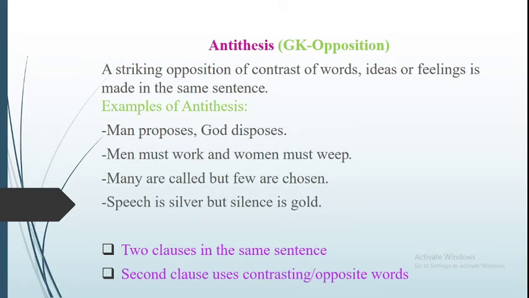Antithesis, Greek word for opposition. A striking opposition or contrast of words, ideas, or feelings is made in the same sentence. For example, man proposes, God disposes. Men must work and women must weep. Many are called, but few are chosen. Speech is silver, but silence is gold. So you see that in each of these examples you have 2 clauses, and the second clause uses contrasting or opposite words.